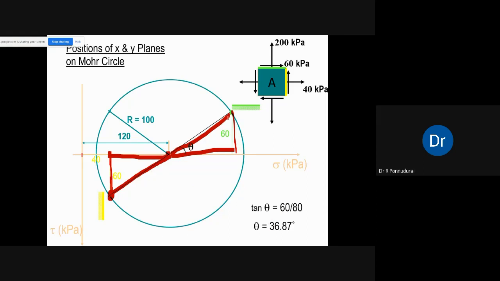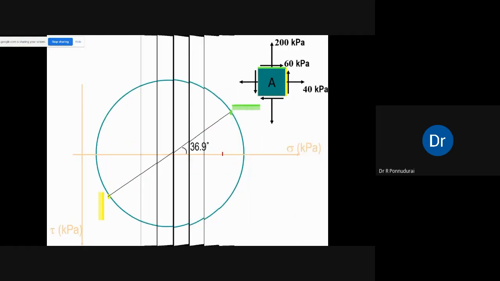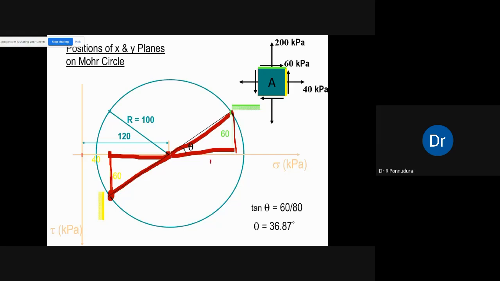So 60 by 80. Tan theta is equal to 60 by 80, so opposite by adjacent side. So we can get the theta value. Theta is how much here? So tan inverse of this value will give theta. Theta is equal to 36.87 degree. Is it clear now?